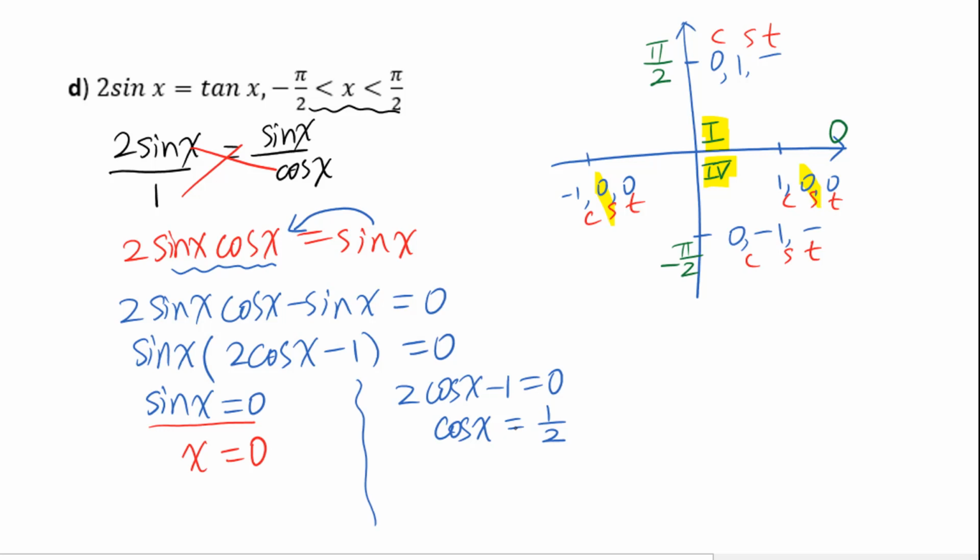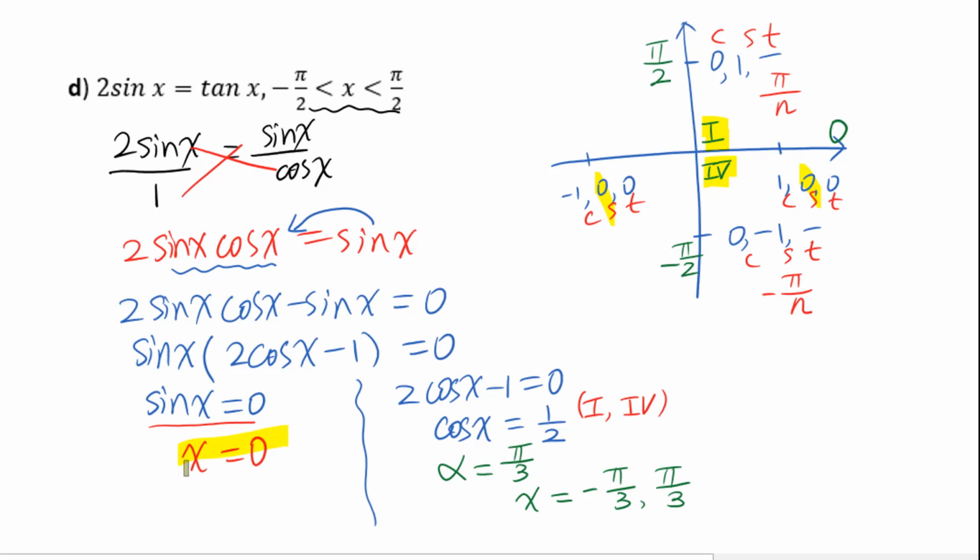For cosine x equals 1 over 2, positive, so we go to first and then the fourth quadrant. Pattern here is pi over n. This is negative pi over n. Reference angle is pi over 3, 60 degrees. Therefore, x equals negative pi over 3 and pi over 3. Altogether, we have 3 solutions to this equation.